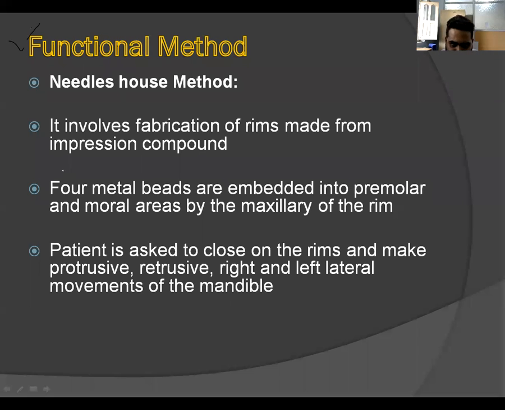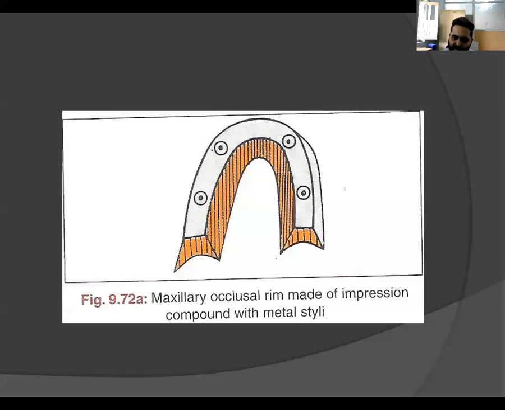In the functional method, basically, there are 2 methods. The first one is the Needle House method. In the Needle House method, what we do basically requires fabrication of the rims with the help of your impression compound. We use impression compound for the fabrication of wax rims for your Needle House method. Okay. We add 4 metal bits which are embedded into the premolar and the molar region into the same wax rim. Okay. So this is your maxillary wax rim. We have the 4 embedded metal balls or the styli present on the premolar areas and the molar areas.